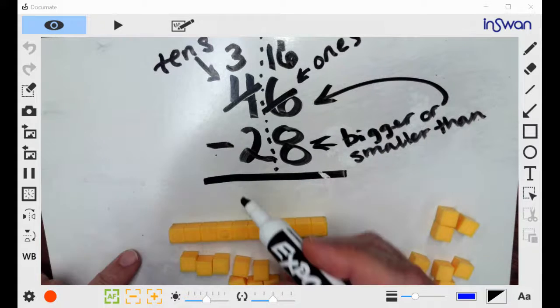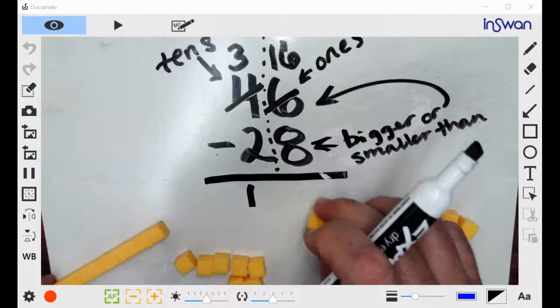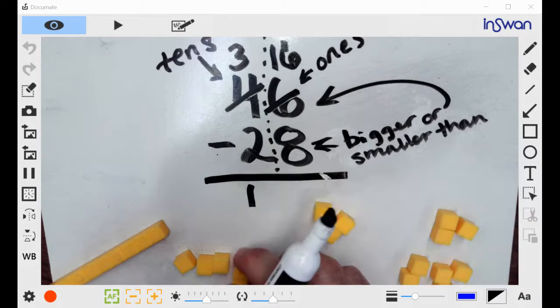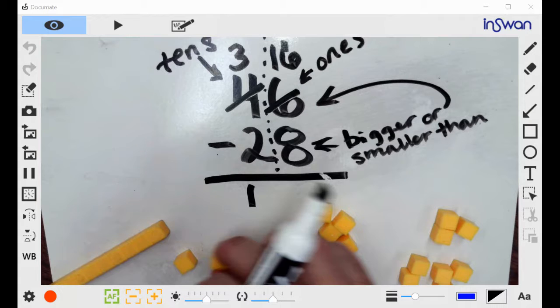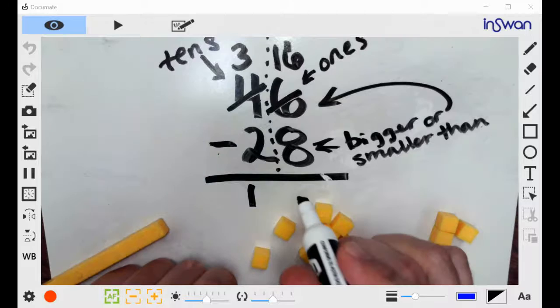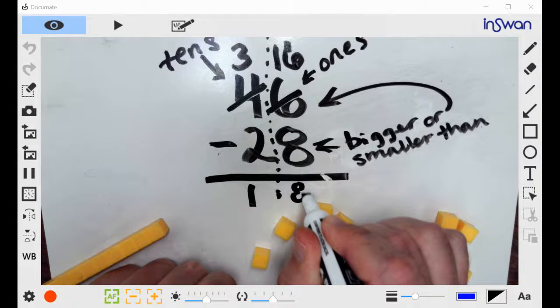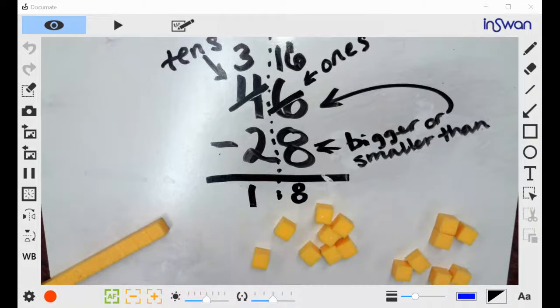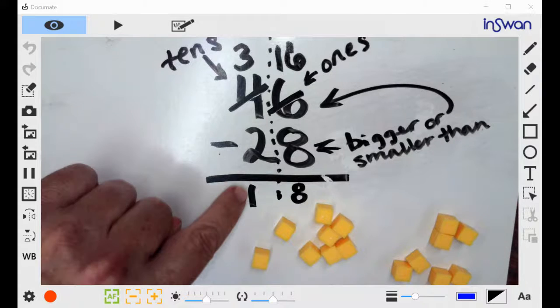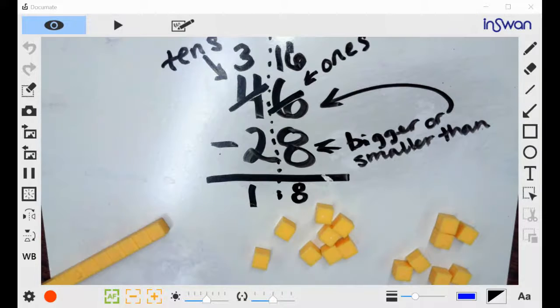and then I am left with this 1 10 block here, and 1, 2, 3, 4, 5, 6, 7, 8 small ones. So I have 1 10 and 8 ones, and I check my work by adding upwards. I say 1 plus 2 is 3, and 8 plus 8 is 16.